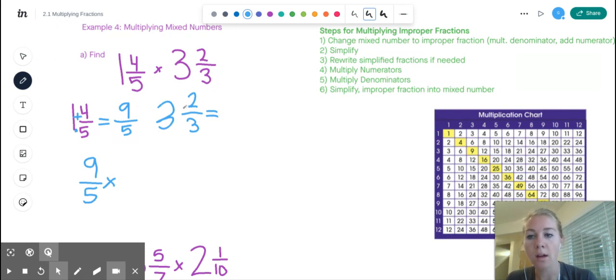I'm sorry about that. Okay, so first we're going to multiply the denominator and add the numerator. But before I do any multiplying or adding, I'm going to write down my denominator because it stays the same. Stays 3. Okay, multiply the denominator. 3 times 3 is 9, plus 2 more is 11. So 3 2/3 written as an improper fraction is 11/3. Okay? So I'm just going to add this to our problem.